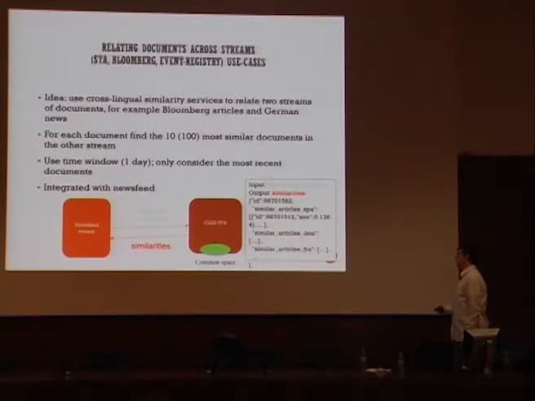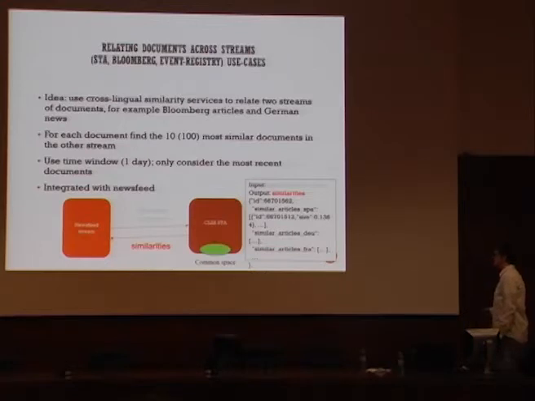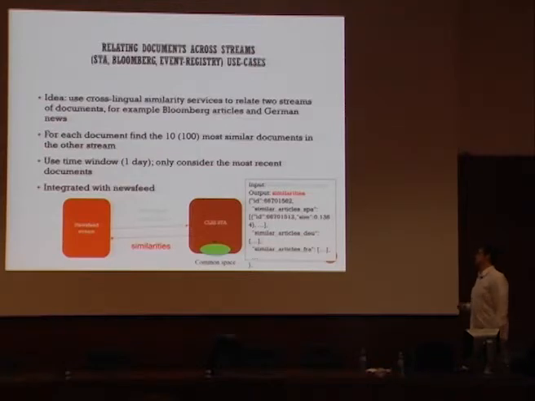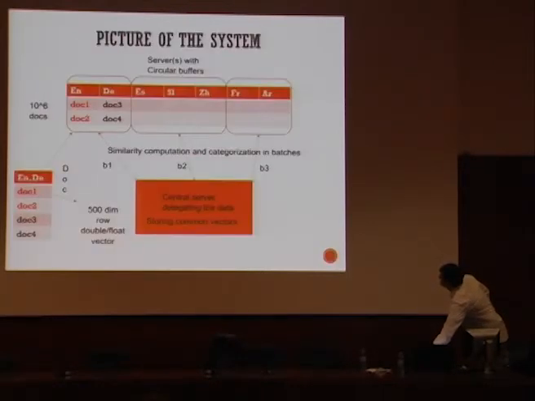in one stream, mapping to the common space in the second stream, and then computing the similarity against the articles. And usually we are using a time window, it's 1 day, and considering only the most recent documents, because usually you wouldn't like to have documents that are, for example, 1 month old. They're usually not relevant for the news.